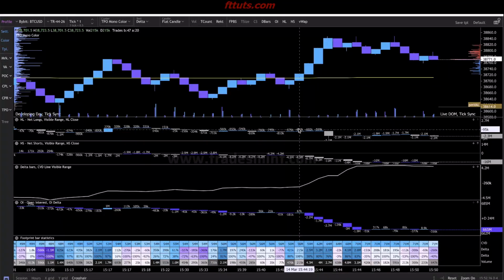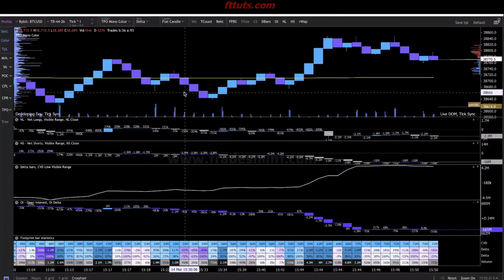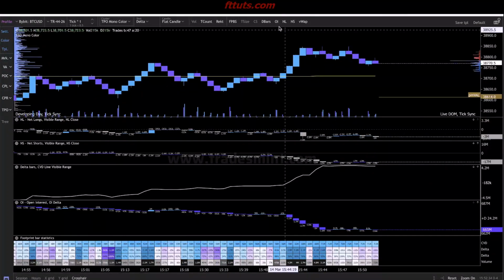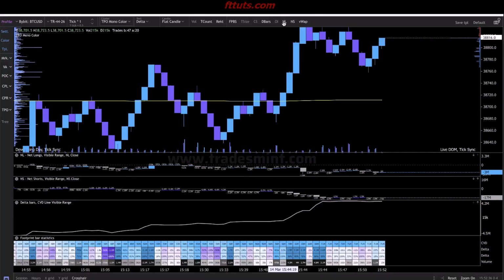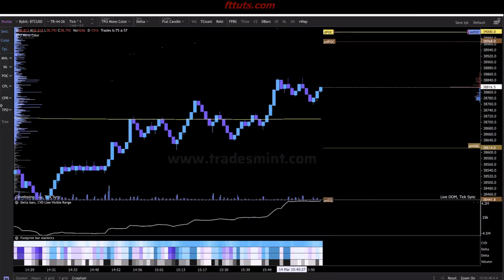So the most basic strategy for trading the trend reversal chart in a nutshell is simply looking for a wick and then looking for a CVD absorption divergence. Okay, now it's very important that we understand these wicks here. These wicks represent potential reversal candles. Now, there's a few things I need to note about these wicks.